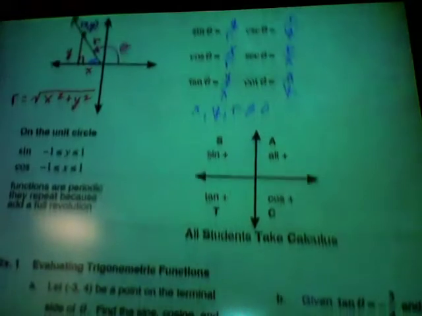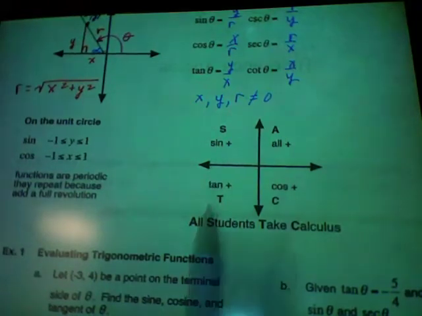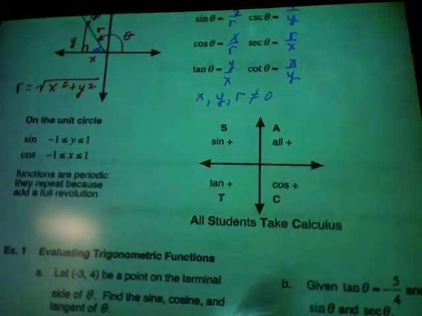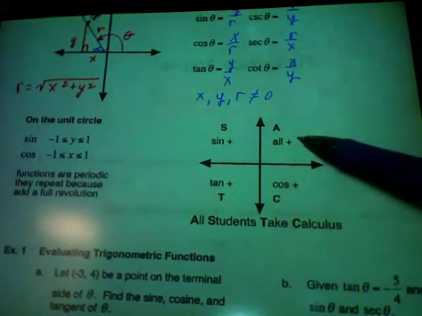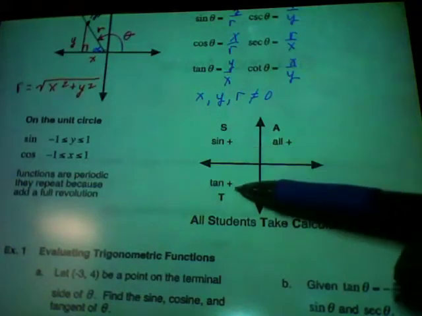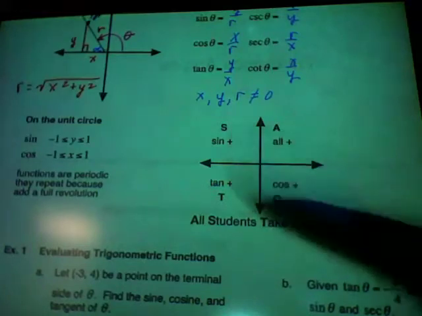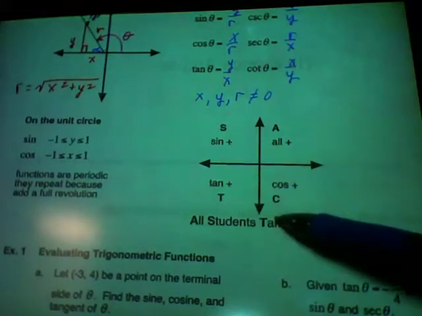So do you remember this? I pointed out a long time ago: All Students Take Calculus. All Students Take Calculus, right? That means that all sine, cosine, and tangent are positive in the first quadrant. Only sine is positive in the second quadrant. Only tangent is positive in the third quadrant, and only cosine is positive in the fourth. That means that all others in these quadrants are negative.